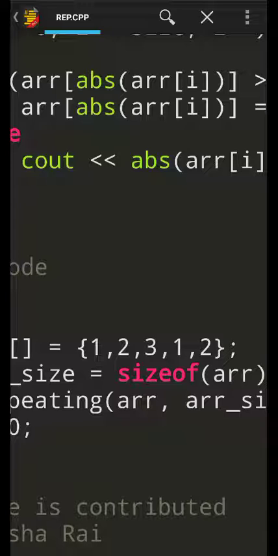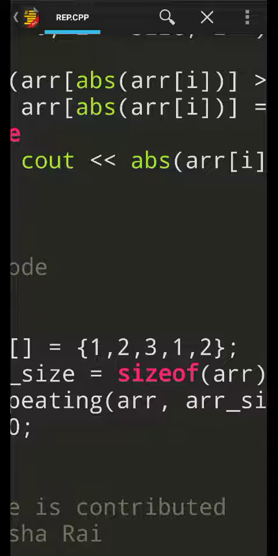On the second iteration, we are now reading at 2 and taking its absolute value. So we index 2 into its own self, which points to 3 and causes 3 to be negated as well. So the array is now mutated and has become 1, negative 2, negative 3, 1, 2.